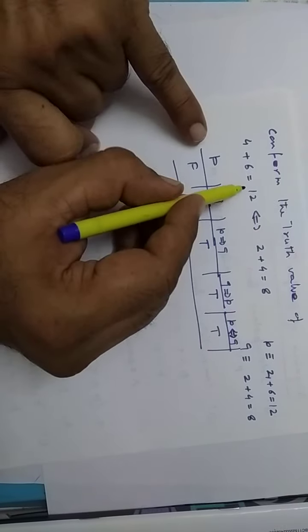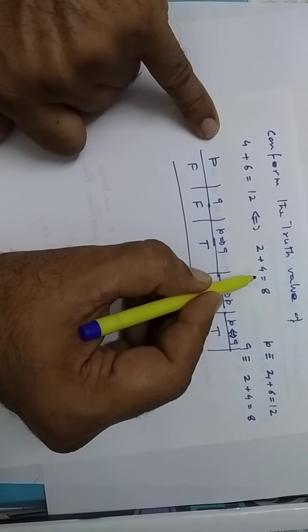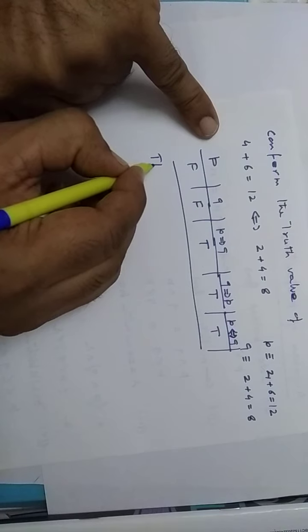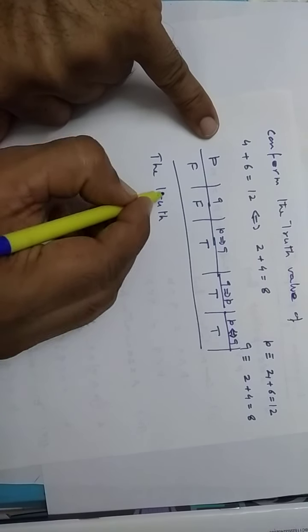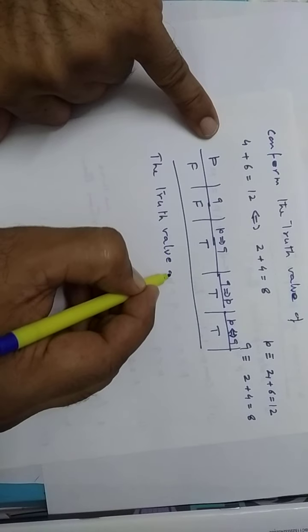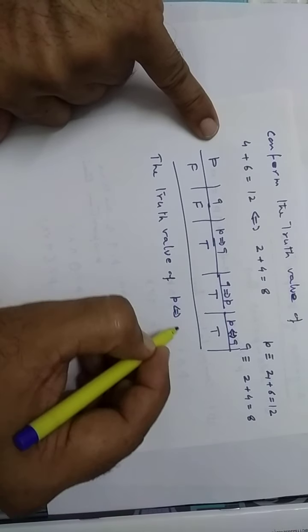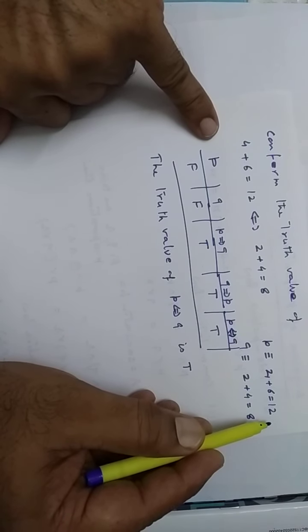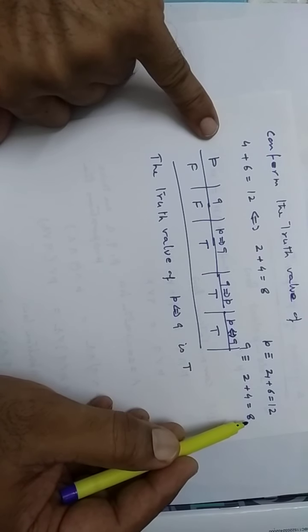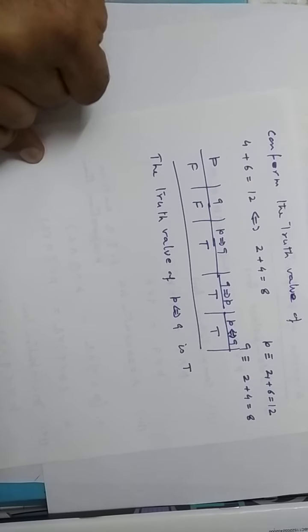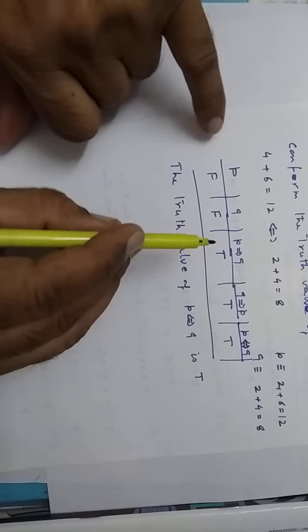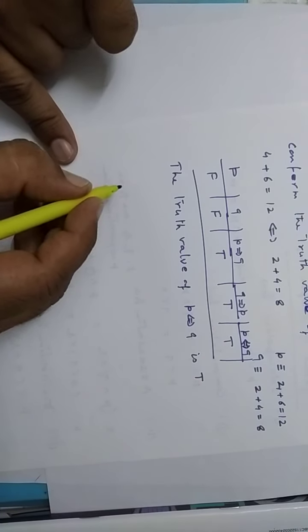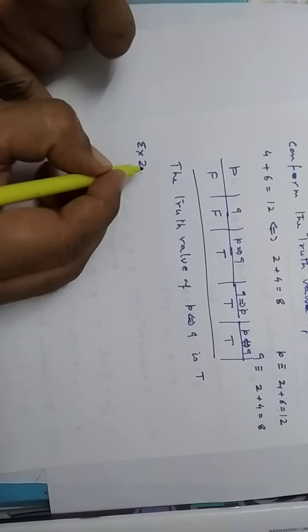Here the truth value of P if and only if Q is T. Here P is denoted by 4 plus 6 is equal to 12, and Q denotes the statement 2 plus 4 is equal to 8. So in this process you can find the truth value of any propositions algebra. And next example, this is example 1. Now example 2.